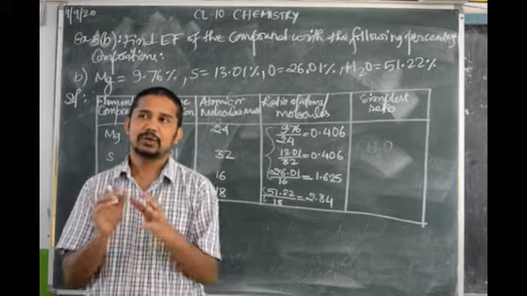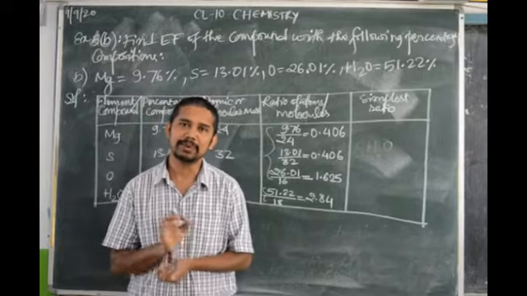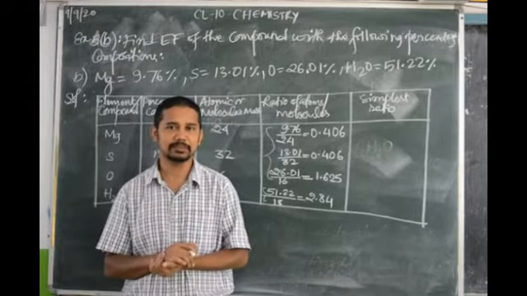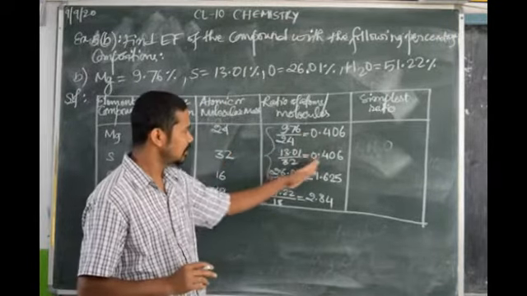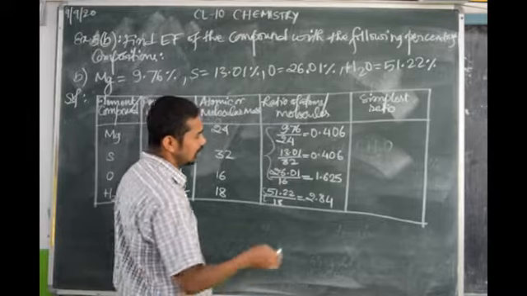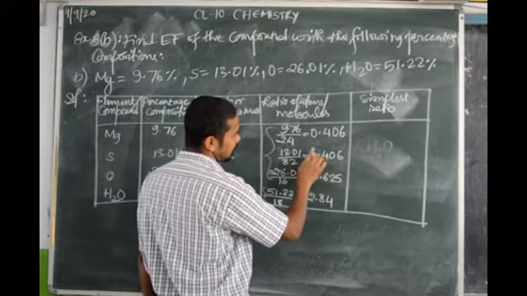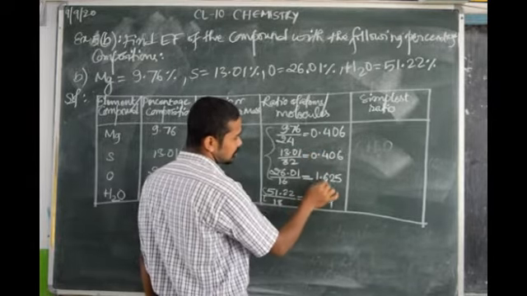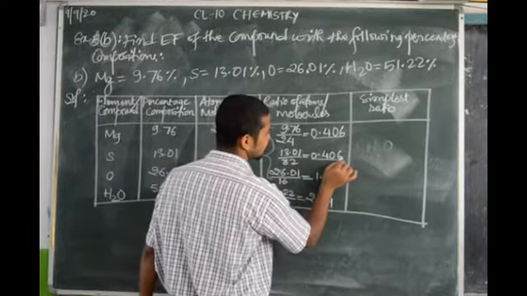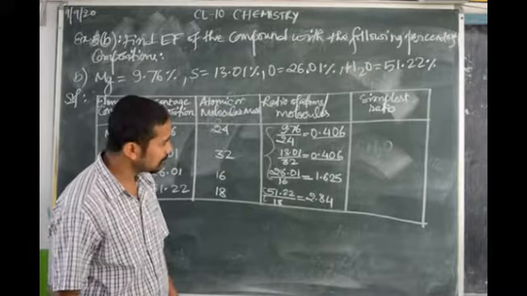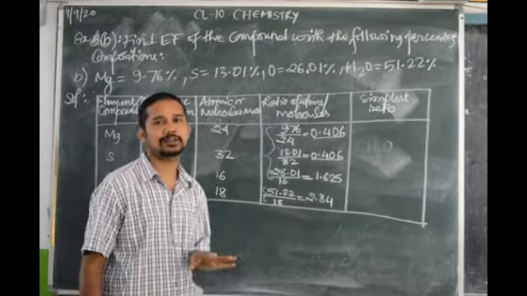Divide whatever number ratio of atoms or molecules you are getting in steps 2 and 3 by the smallest number. Now among these, which is the smallest number? This is 0.4, this is 0.4, and this is 1.6, this is 2.8. So these two are the smallest, you can take either. That means divide all these ratios by the smallest number.